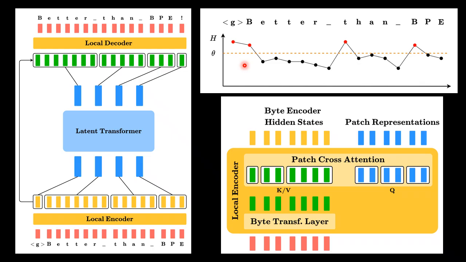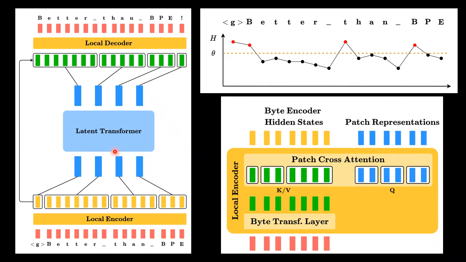Architecturally, BLT has three transformers, not one. First, a local byte encoder. It's small, cheap, and it works with sliding window attention. Its job is to turn raw bytes into representations. In other words, the information contained in these bytes must be distilled into the learnable patches.